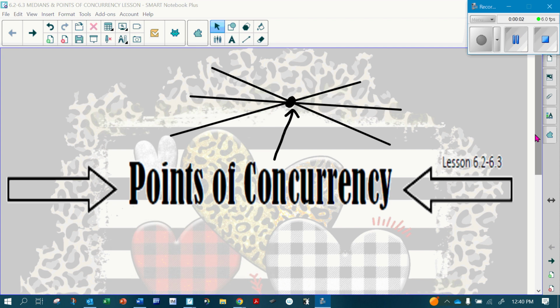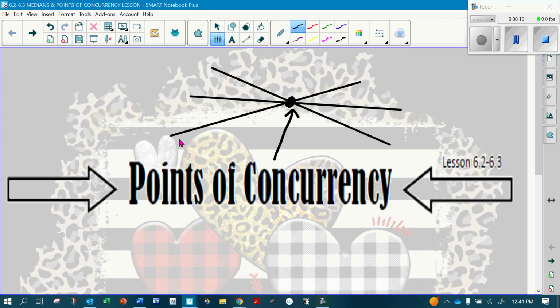All right, so we are pretty much going to hit two sections today. This is 6.2 and 6.3, which is over medians and altitudes and points of concurrency. So by definition, a point of concurrency is when you have three or more lines and they all intersect in the same place. This is called a point of concurrency.